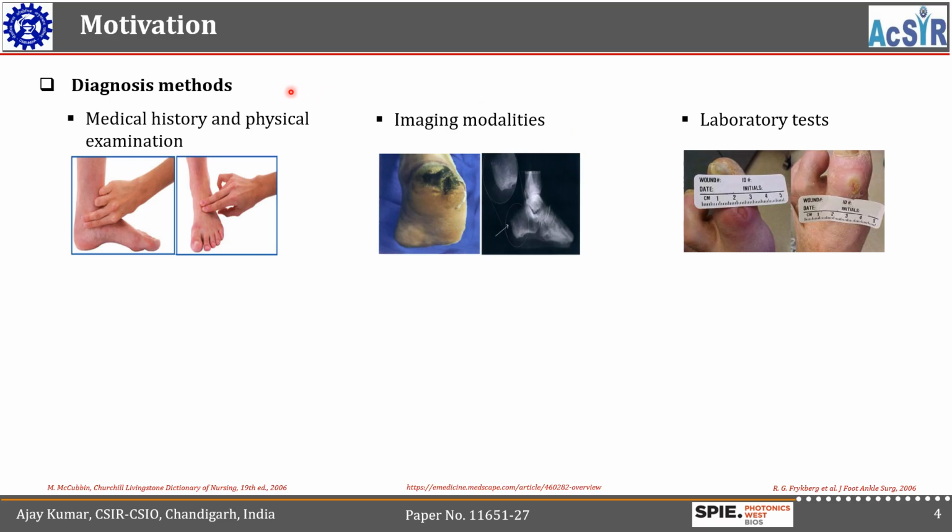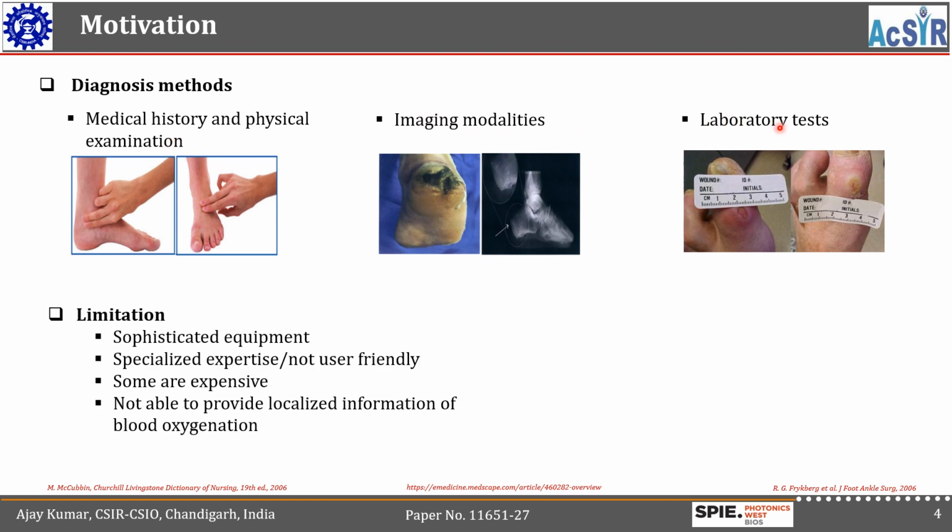The current diagnosis methods are medical history and physical examination, imaging modalities, and laboratory tests. However, these methods have some limitations: they need sophisticated equipment, require specialized expertise, are not user-friendly, some are expensive, and they are not able to provide localized information of blood oxygenation.